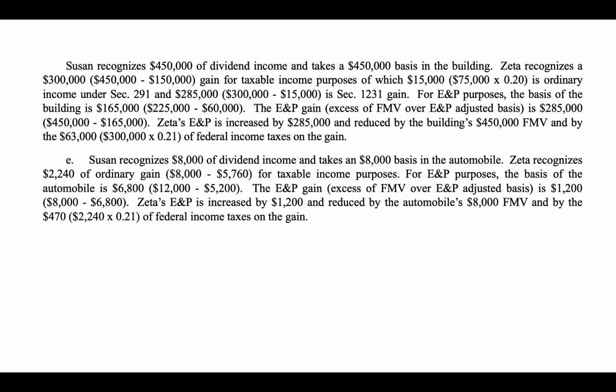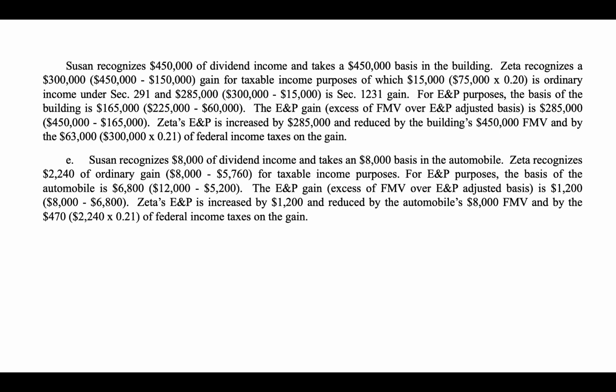So she's going to have an $8,000 dividend because that's the fair market value of the automobile. So the measurement of her dividend is $8,000. She's going to have $8,000 of income for that, and her basis in the automobile is $8,000. The corporation has $2,240 of ordinary gain. All right, and we got that by taking the $8,000 that we received minus the adjusted basis. For earnings and profits, the basis of the car was $6,800 because we didn't take as much depreciation. All right, so the earnings and profits gain is $1,200, $8,000 minus $6,800.